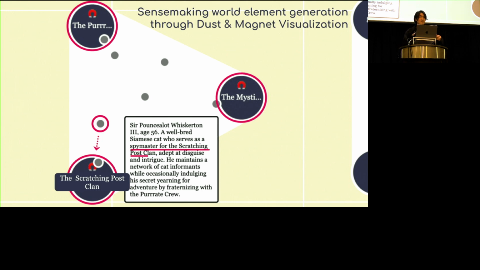So within this dust and magnet visualization, this character will be placed closer to the Scratching Clothes Clan compared to the other two factions. So this is basically how the relationship between concept and the world element can be visualized in this visual concept space. And with this kind of visualization, we expected users to do better sense making of the world element generation as they generate elements according to these concepts.